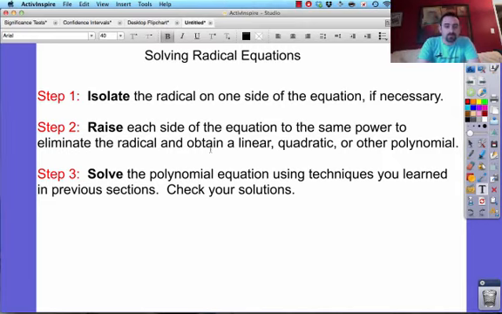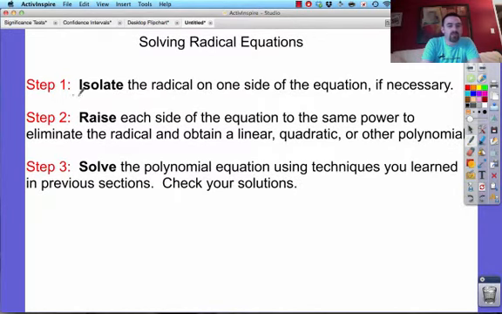Okay, so first of all, when you're solving radical equations, these are the things that you want to be doing. First thing you need to do is isolate the radical on one side of the equation, if necessary. That means that you have to have a square root or a cube root or whatever root it is on one side alone, nothing else over there. So I can't have something like square root of x plus 1 minus 2 equals 9. Okay, that's not cool. I'd need to make sure that the square root of x plus 1 was by itself on one side of the equation.